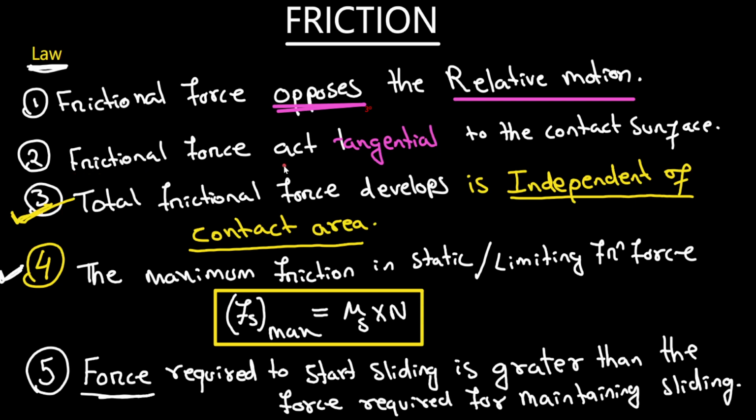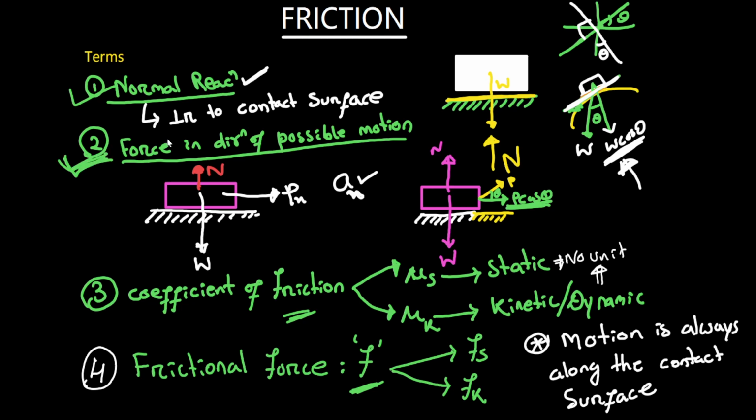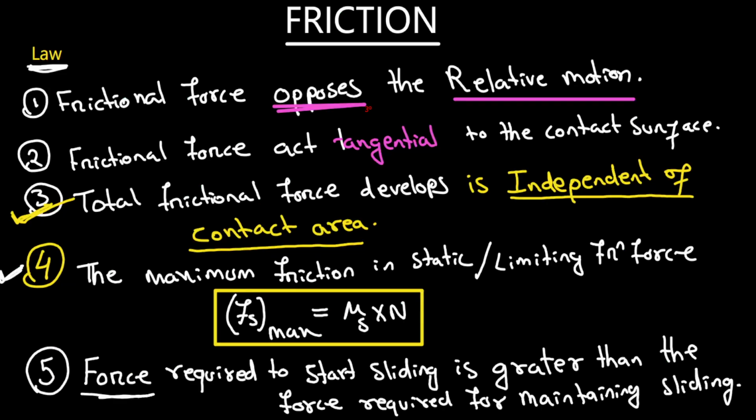It's saying the frictional force acts tangential to the contact surface. See, in the initial statement I was talking about the force in the direction of possible motion. This force was along the contact surface. Now he's talking about the frictional force, not that force. The frictional force also acts tangential to the contact surface, so it is collinear to that force. Getting my point? That force was tangential to the contact surface, and this force is also tangential, so it is collinear to that force.